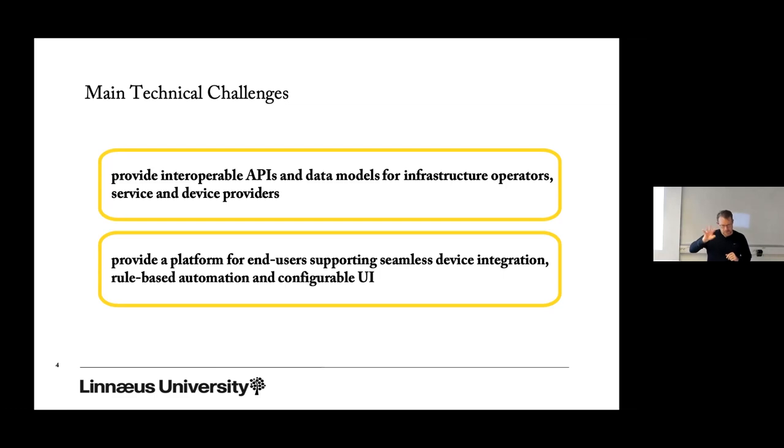Then, in order to build the applications, like a dashboard, well, you need some platform for the end users to integrate devices at that level and use some kind of rule-based automation to collect data from the things and send out instructions to actuate on the things. And then also have some opportunity to provide a user interface that is programmable or configurable so that they can create, personalize, tailor their own dashboards, for instance.